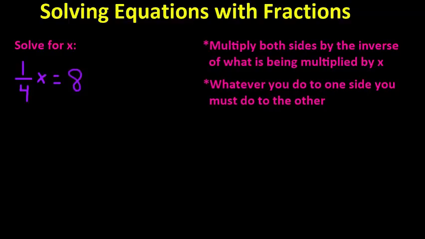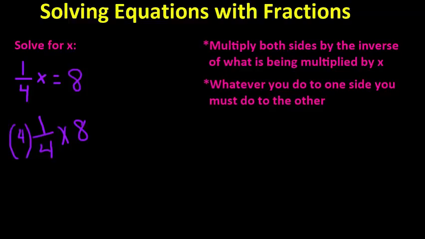To solve equations with fractions in them, all we have to do is multiply both sides by the inverse of whatever is being done to x. So to simplify that, in this case, 1/4 x equals 8. We just want to multiply the inverse of whatever is being done to x. X is being multiplied by 1/4. The inverse of 1/4 is 4/1.